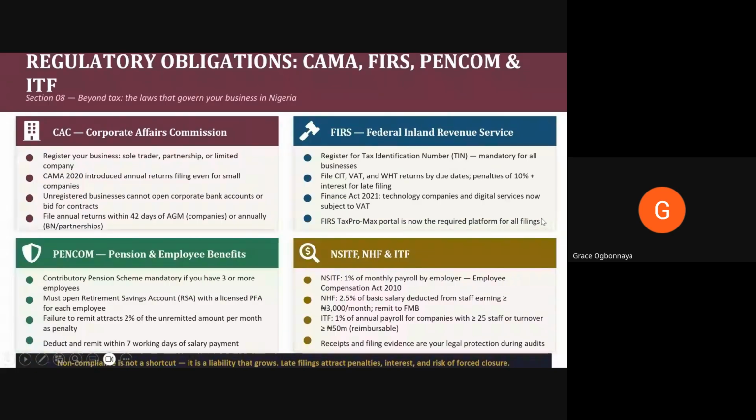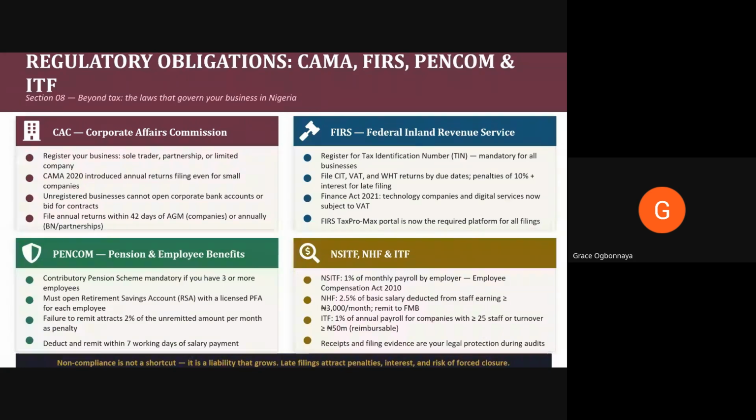Regulatory obligations: we have CAMA, Corporate Affairs Matters Act, we have FIRS, Federal Inland Revenue Service, and we have PENCOM, that's for pension, and ITF, that's for training. As a business, we're supposed to train our staff. And when you train your staff, you tell the government what you used. You're supposed to use 1% of what you pay your staff, and you remit it to the government. The government will then reimburse you and give that money back.